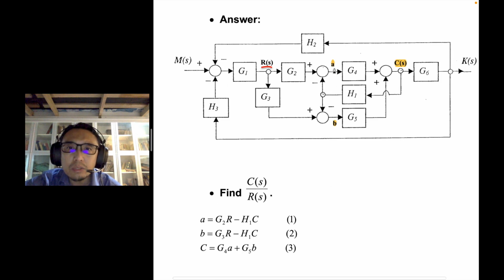If you write A equals G2 times R minus H1 times C, right? A is equal to G2R minus H1C, and then B is equal to R times G3 minus H1C, and finally C is just A G4, plus B G5. Just look at the signals: A times G4, B times G5.